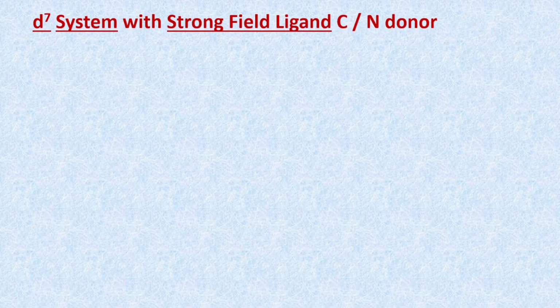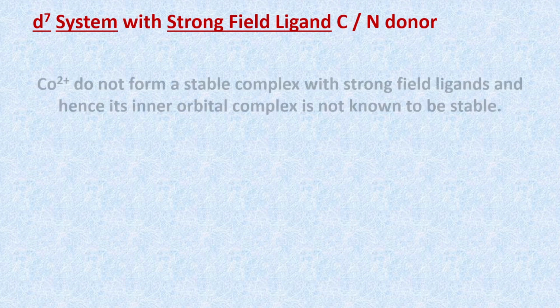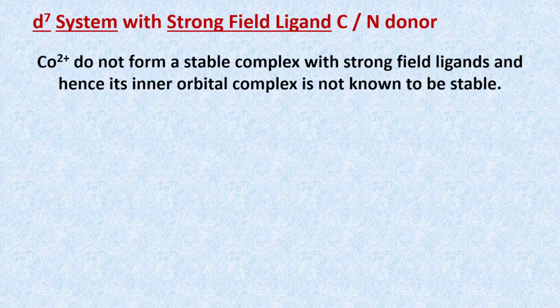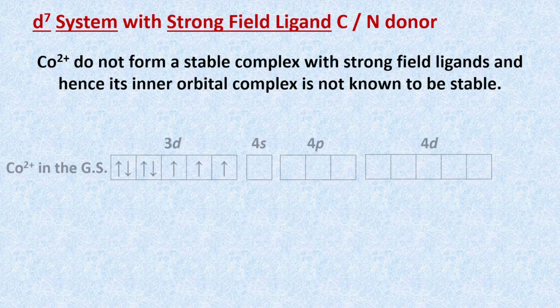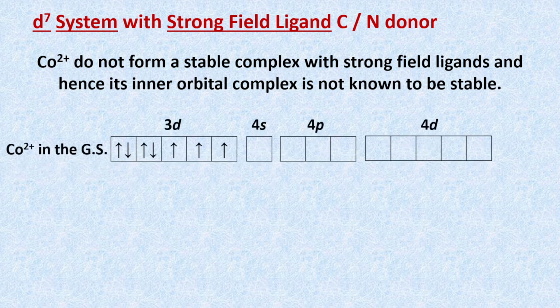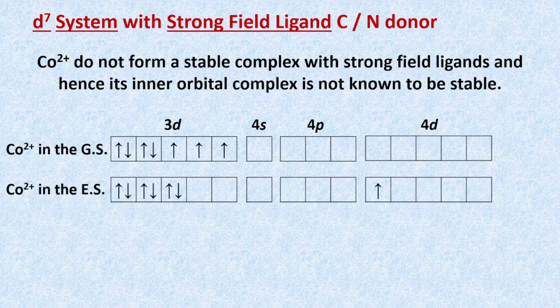d7 system with a strong field ligand. Here the oxidation state of cobalt is +2, so the valence electronic configuration is 3d7, 4s0, 4p0. It has no vacant 3d orbital while the ligands in this complex are nitrogen donors, so rearrangement of electrons has to take place to vacate two empty 3d orbitals. Now the two vacant 3d orbitals, one 4s and 3 4p orbitals hybridize to give d2sp3 hybrid orbitals.